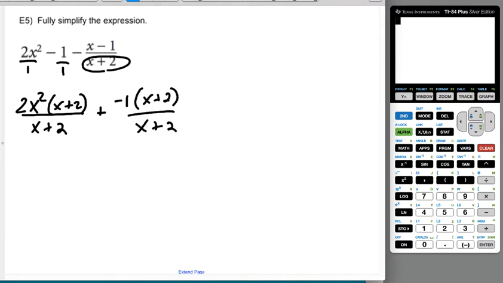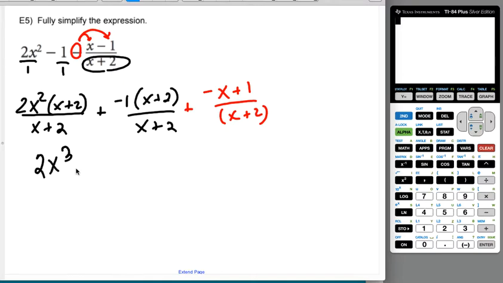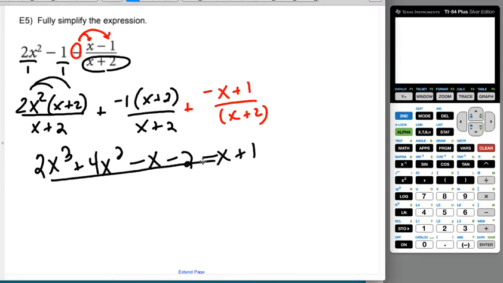And then the other big trick here is to realize that this negative goes to both of the terms up here. This is like an x minus 1 in parentheses, so it's going to be a negative x plus 1 on top of that x plus 2. So now all of these have the same denominator, and we can go ahead and clean them up. So this is a 2x cubed, plus a 4x squared, because I'll distribute this guy, a minus x minus 2, and a minus x plus 1, all over this x plus 2.